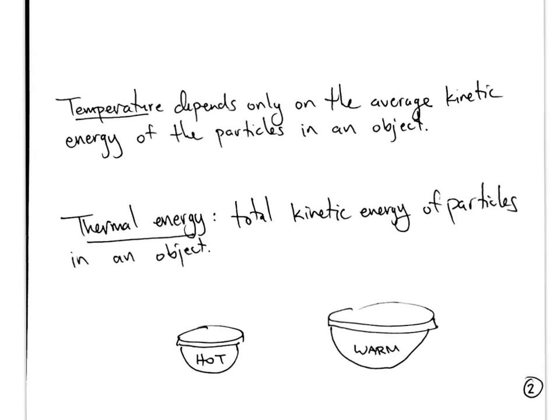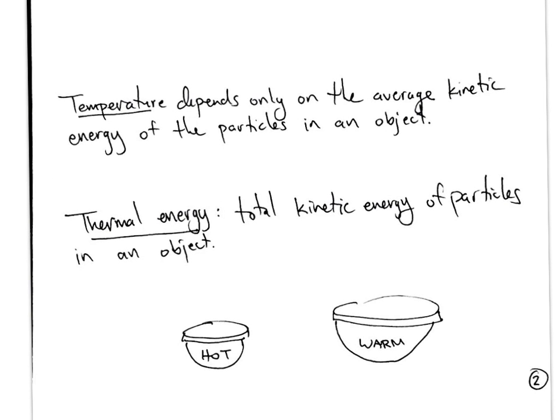So first of all, in the previous video lesson we talked about the jiggling of molecules being what heat actually is. So when we talk about temperature, it's actually a measure of the average kinetic energy of the particles in an object. Whereas total thermal energy is the total kinetic energy of particles in an object. So the difference between average and total is this.